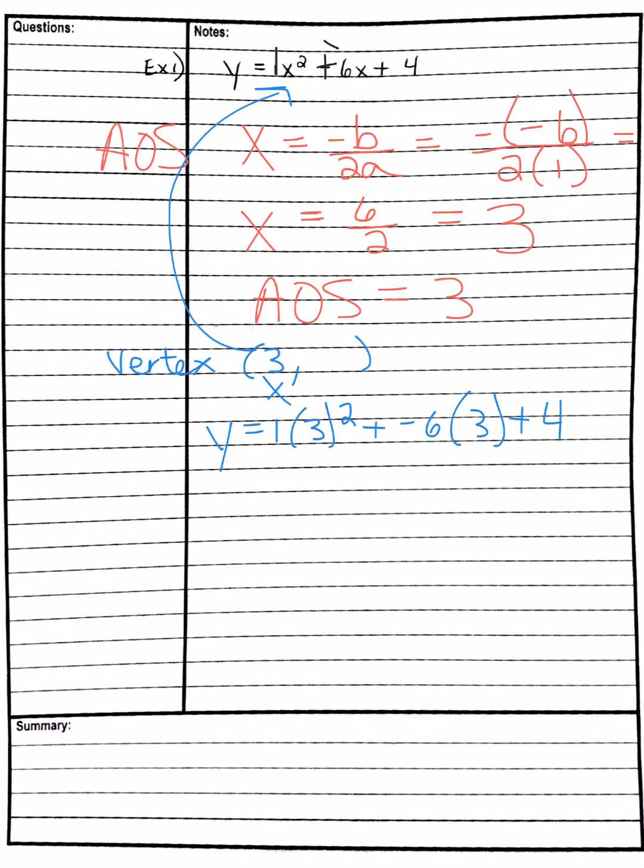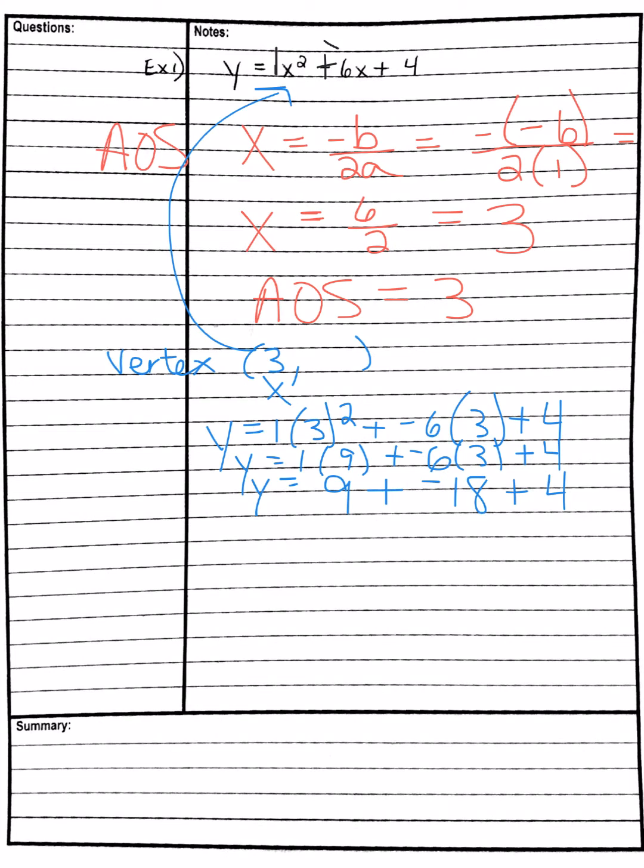So everywhere that we saw the letter x, we put the number 3. Don't forget order of operations. We need to simplify. Let's do our exponents first. So 3 squared is 9, 1 times 9, plus negative 6 times 3, plus 4. Next part of our order of operations would be multiplication. We're going to have 9 plus negative 18 plus 4.